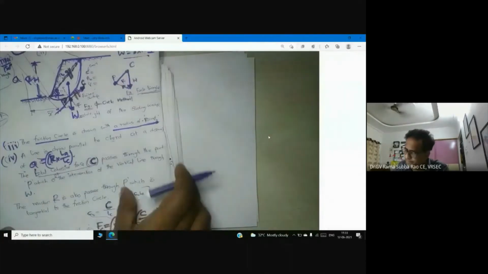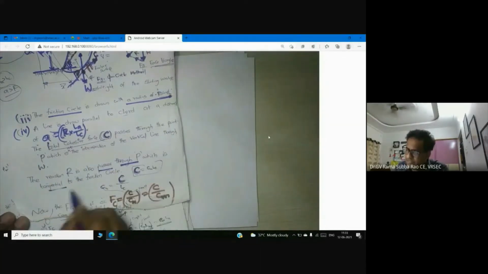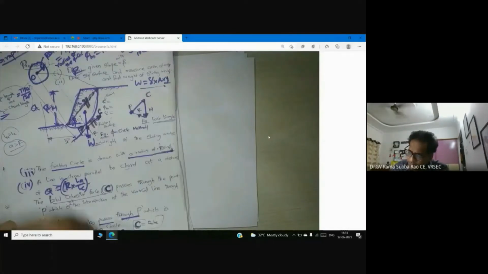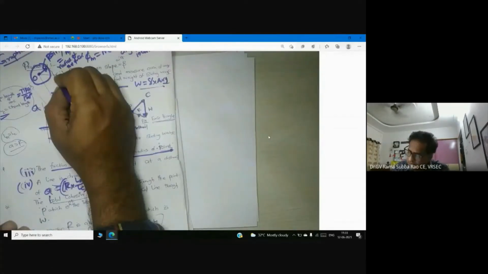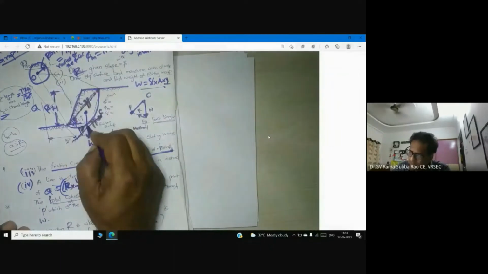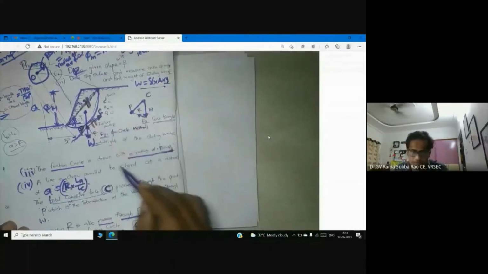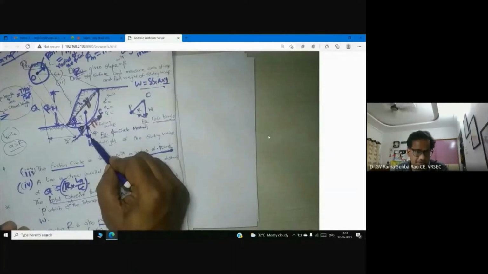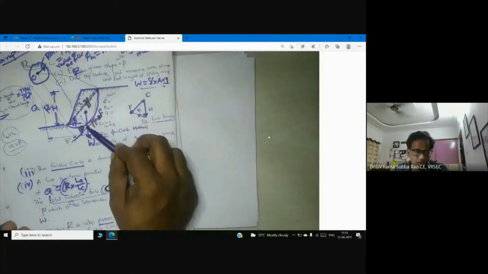Now you can see the reaction R also passes through point P, and is tangential to the friction circle. Now draw a tangent to the friction circle. Just follow my hand. You can see here, this is the reaction R. I have drawn one tangent, and this is also passing through point P. Now you can see I have weight W, which is absolutely vertical, and I have reaction R. This reaction is from the tangent of this r sine phi.